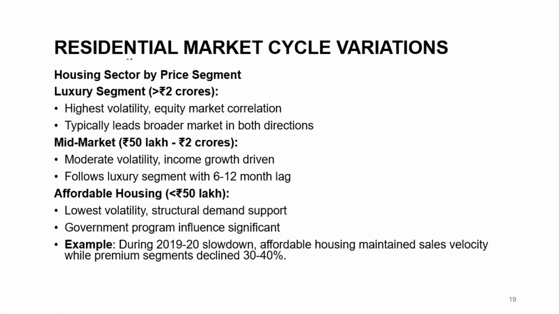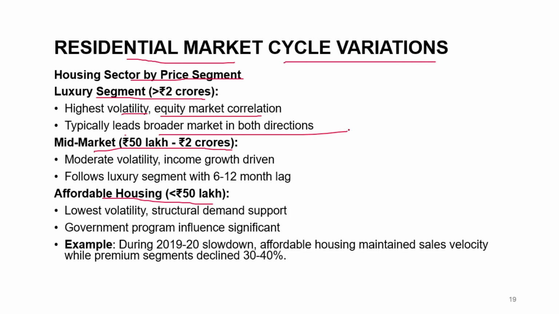So, we have residential market cycle variation. Now, in the residential market, housing sector by price segment: the luxury segment is greater than 2 crores, mid market is 50 lakhs to 2 crores, and affordable housing is less than 50 lakhs. So, these are the different categories here. The highest volatility is in luxury segments, and equity market correlation is very much there, because a lot of wealth is going directly into this segment. So, it is highly correlated with equity market performance, and typically leads the broader market in both directions. So, when it is going up or down, it is leading both markets.